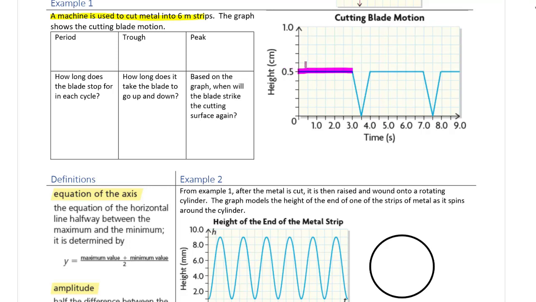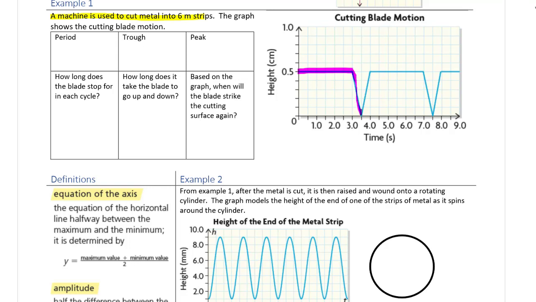How high up is this cutting blade? It's just sitting there at 0.5 centimeter in the air. And this is time: 1 second, 2 seconds, 3 seconds go by, and then the blade comes down and then back up. And that would be one period. That's really sloppy, but that would be one period or one cycle.